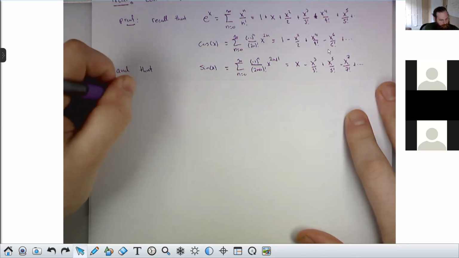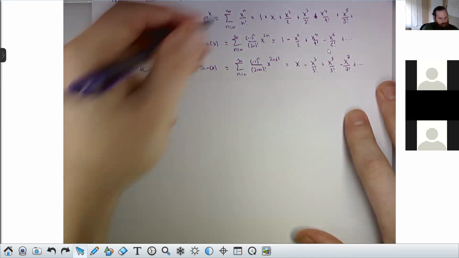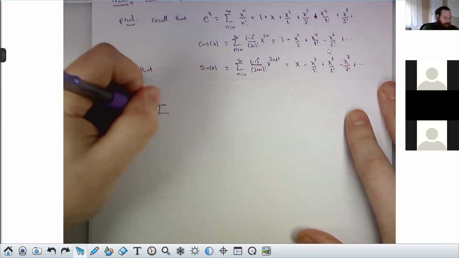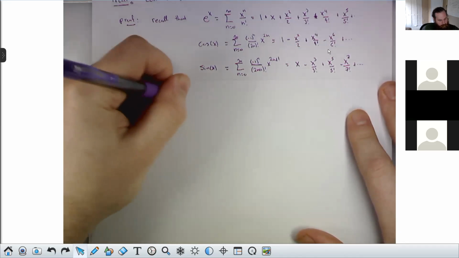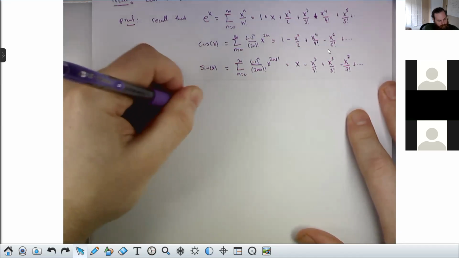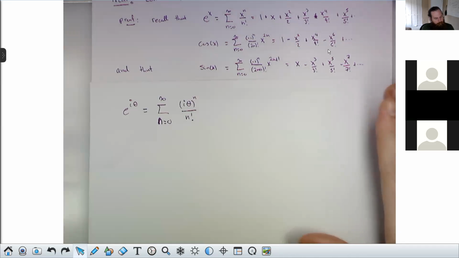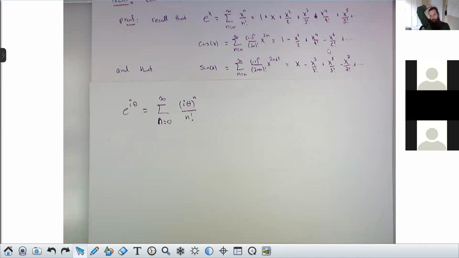So e to the i theta, I'm going to take the series for e to the x and just plug in i theta for x. So this is the sum from n equals 0 to infinity of i theta to the n over n factorial. Right? Just everywhere there's an x here, I write i times theta instead. It is just like some of your homework problems where you had to find a series for 1 over the 10th root of e or something like that.